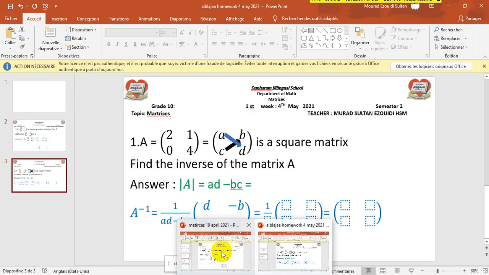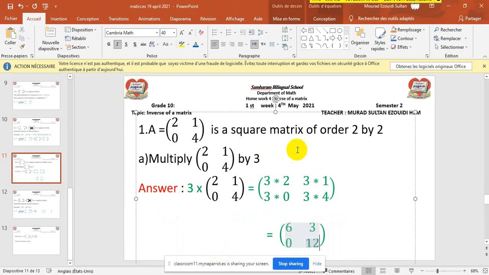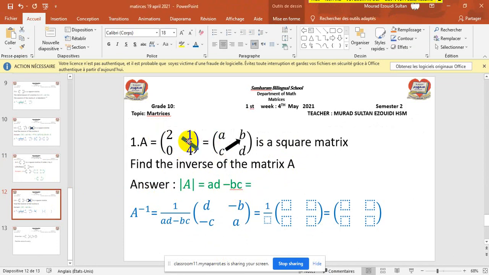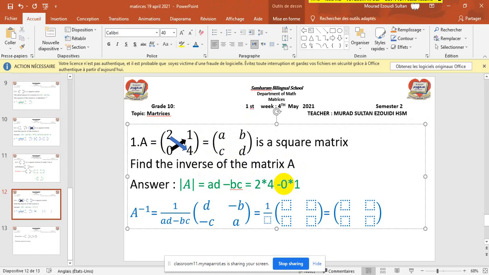Give me 1 second. I will first solve this, then I will go to the next part. The question is dealing with the inverse of matrix A. I should find the determinant, which is AD minus BC. Means 2 multiplied by 4, then minus 0 multiplied by 1. So 2 by 4 will be 8. Minus 0 multiplied by 1 is minus 0. So 8 minus 0 is 8.